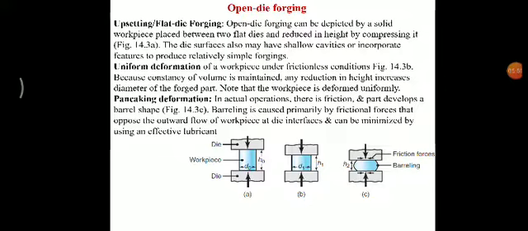In figure A, initially the height and the diameter of the workpiece are given. Then in figure B, when the driving die pushes the workpiece, it will change its height and diameter.